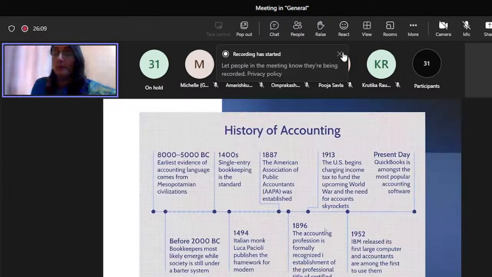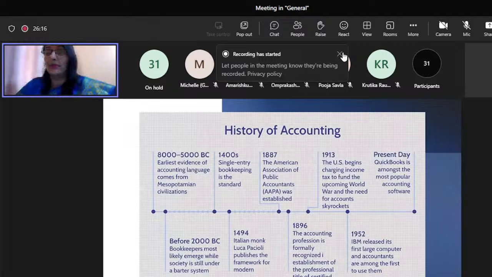Let us know a small history of how accounting evolved. It evolved before BC, before Christ. From 8,000 to 5,000 BC, there is the earliest evidence that the Mesopotamian civilization followed accounting. And before 2000 BC, bookkeepers also used to work in a barter system. There were some sort of accounting records they used to keep of all their financial transactions.